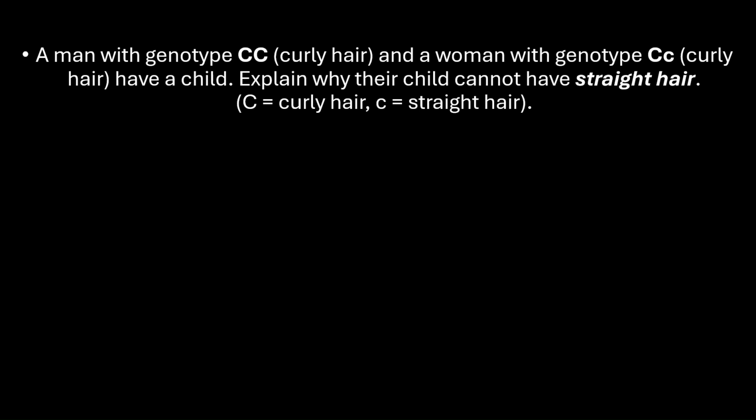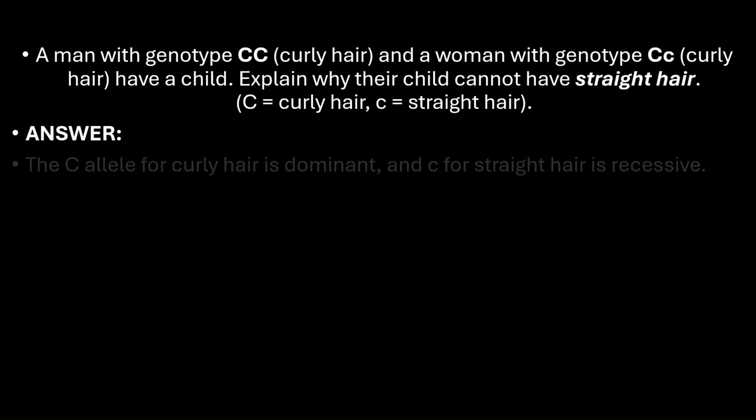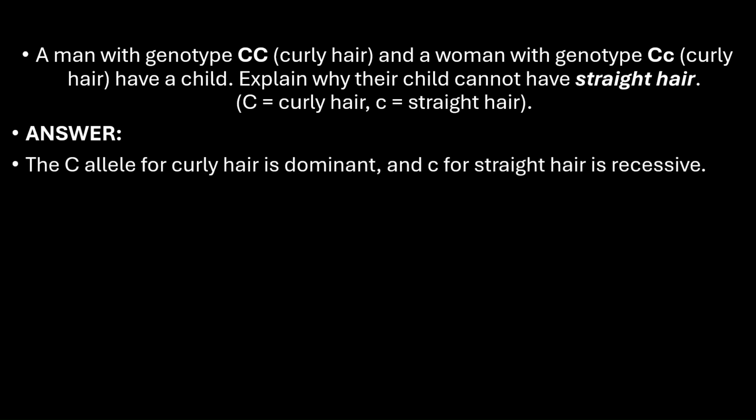So on your screen, we know the dominant letter C is for curly hair and the recessive c is for straight hair. So let's look at the explanation. Why would their child not have straight hair? It is impossible. The child cannot have it. And then the answer is this.